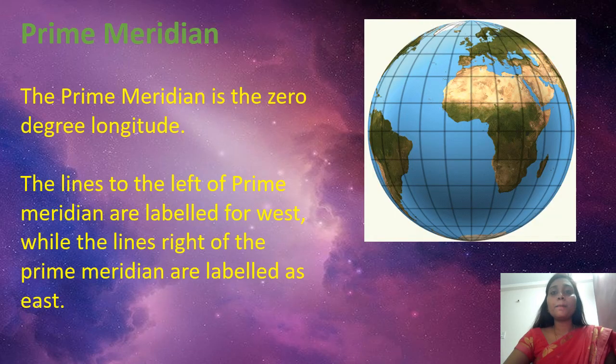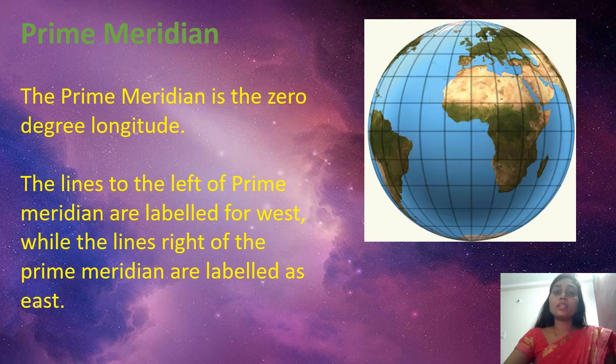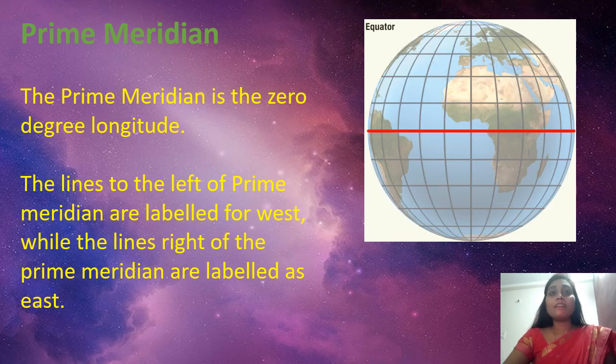Next, let's learn about the prime meridian. We learned that equator is the longest line of latitude. In the same way, the prime meridian is the longest line of the longitude. It is also the 0 degree longitude. Equator is 0 degree latitude, whereas the prime meridian is 0 degree longitude. The lines to the left of prime meridian are labeled for west, while the lines that lie to the right side of prime meridian are labeled as east.